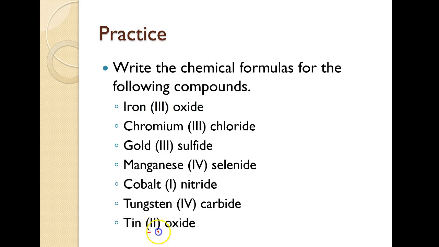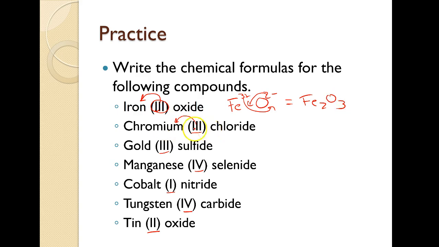If you notice, all of these have a Roman numeral written in parentheses in the middle. And that Roman numeral always refers to the first element written. So iron 3 oxide is Fe and O. Fe has a charge of 3. O from its common charge is 2. Drop and swap. Fe2O3.